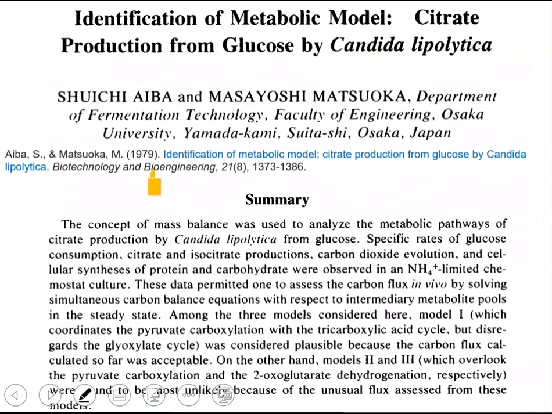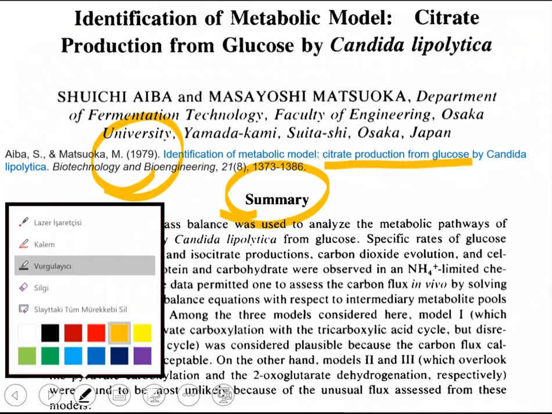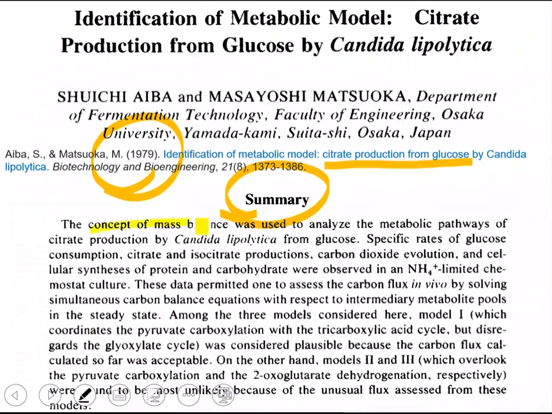The second paper was published in 1979, again on citric acid production. Now the paper has an abstract, right? There is an improvement in the style format of the paper. Let's read. It talks about the concept of the mass balance. It says that this concept was used in this paper to analyze the metabolic pathways of citrate production by Candida lipolytica from glucose.